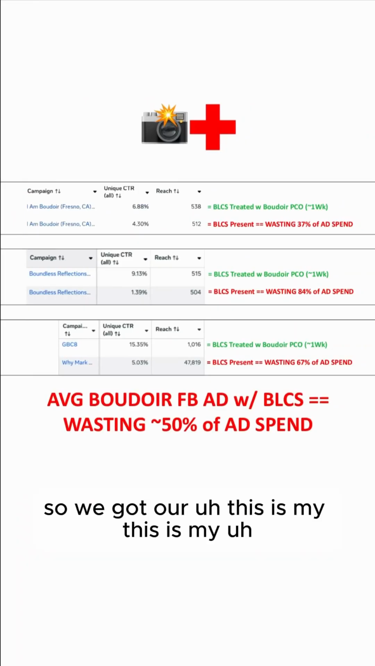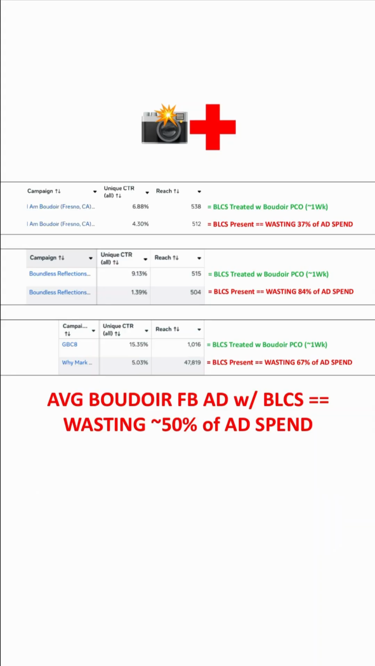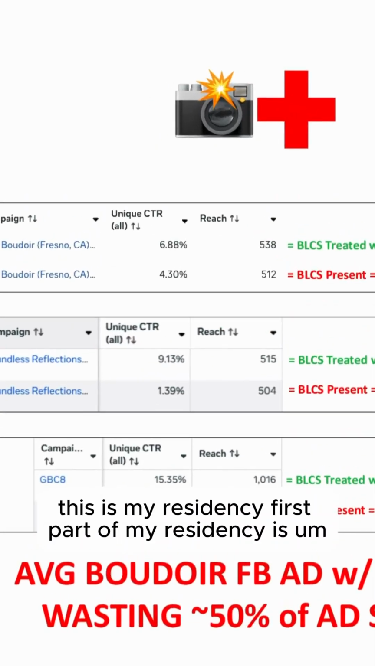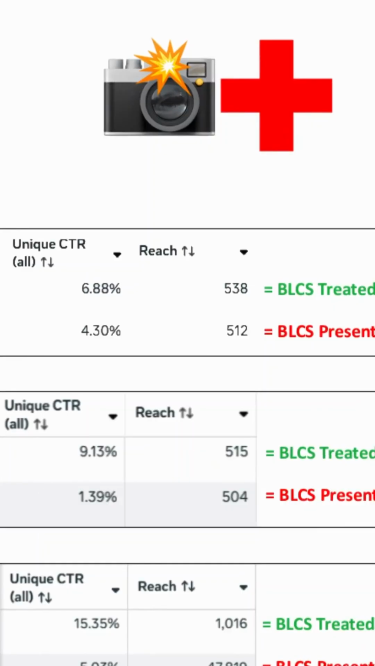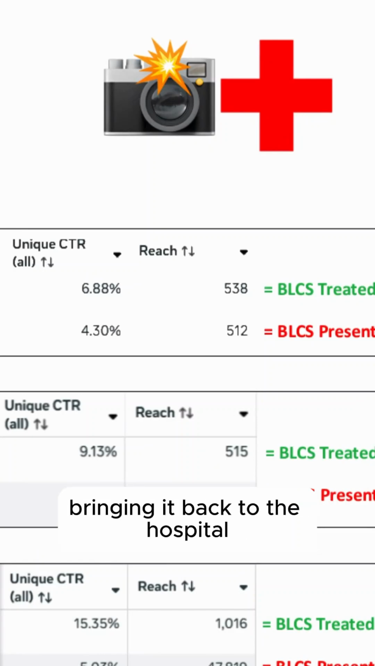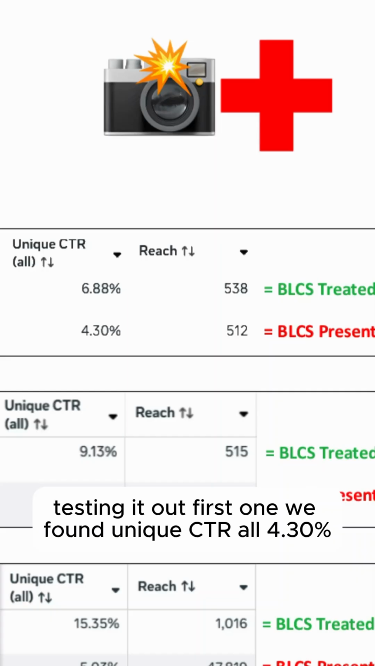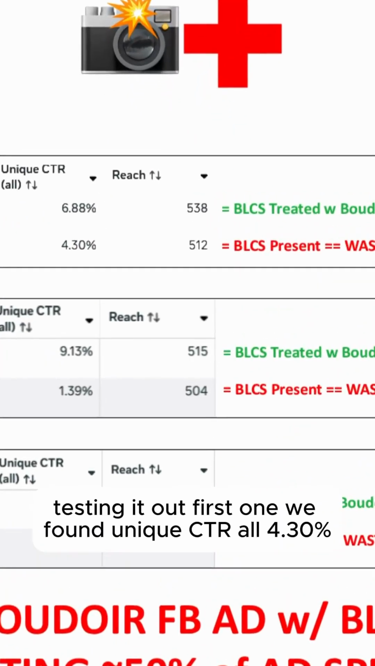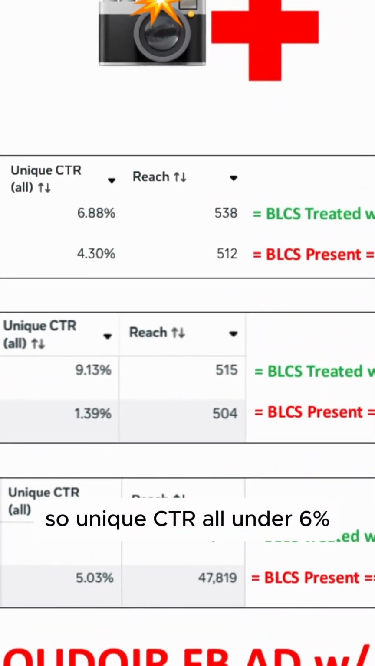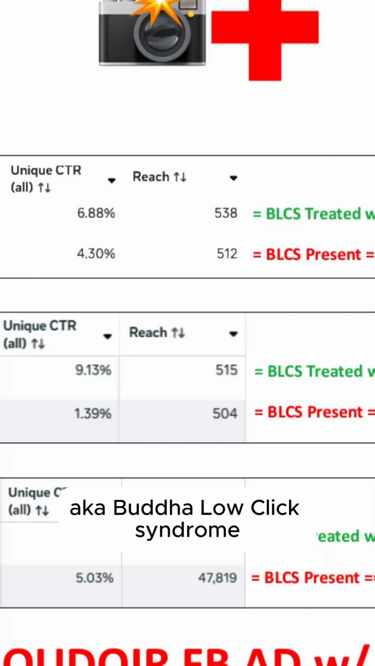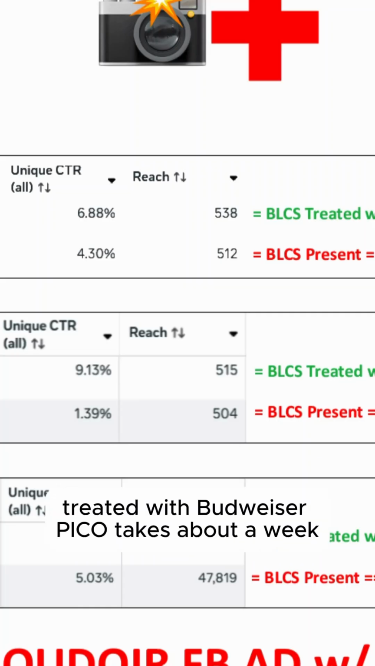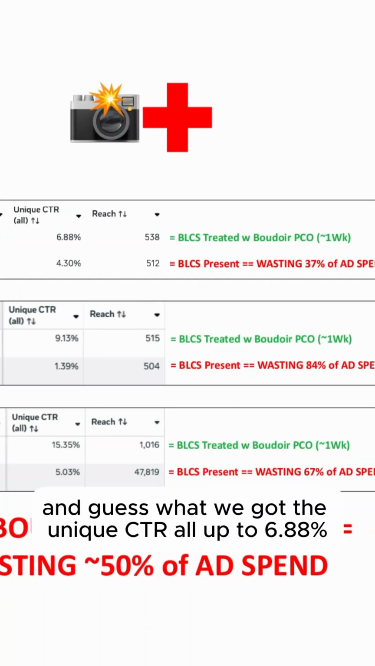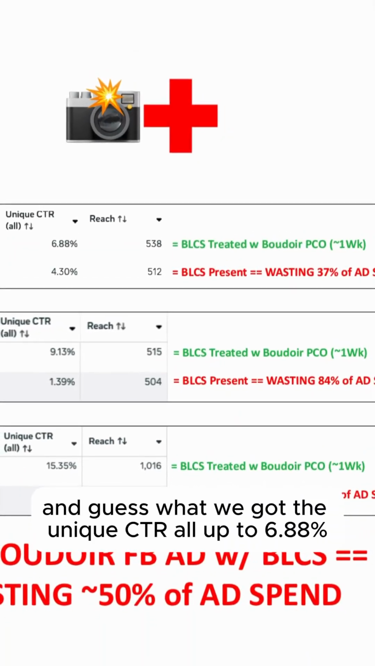So this is my residency. The first part of my residency is finding a Boudoir Facebook ad out there, bringing it back to the hospital, and testing it out. The first one we found had a unique CTR all of 4.30%. So unique CTR all under 6%, we know that BLCS is present, aka Boudoir low click syndrome. So we gave it the treatment, treated with Boudoir Pico. It takes about a week. And guess what? We got the unique CTR all up to 6.88%.